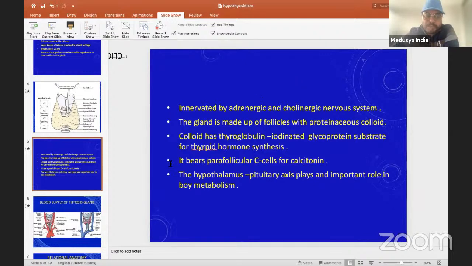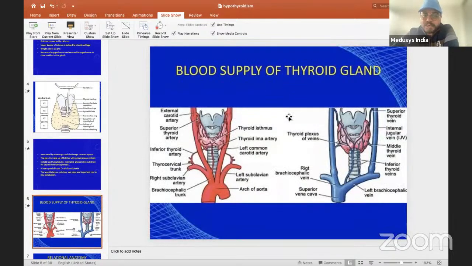Coming on to the blood supply of the thyroid gland, why is it more important? Because the thyroid has two different blood supplies: the superior thyroid artery and the inferior thyroid artery. The superior thyroid artery is a branch of the external carotid artery, as you can see, and the inferior thyroid artery is a branch of the thyrocervical trunk.